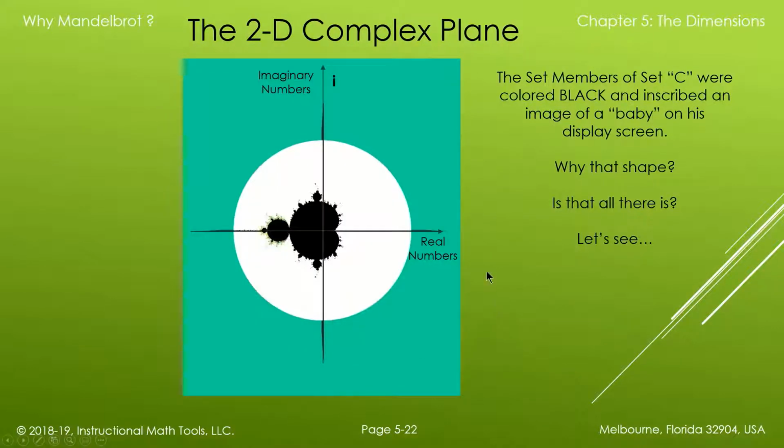The question here is, why did he get a picture of a baby when he discovered set C? Why does it have that shape? And is that all there is? We don't think so. We think there's more to it than what Mandelbrot discovered.